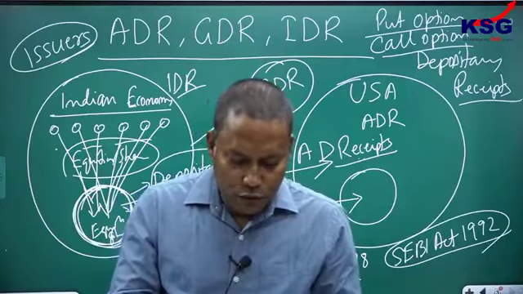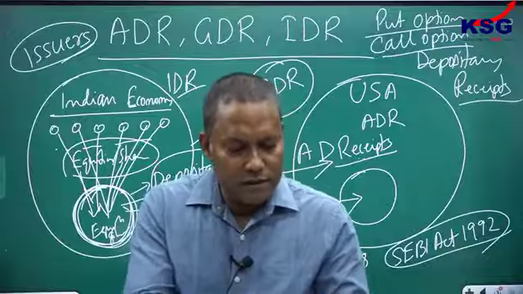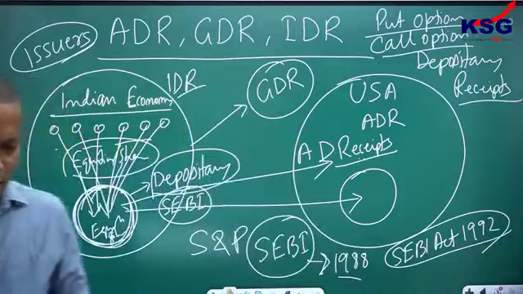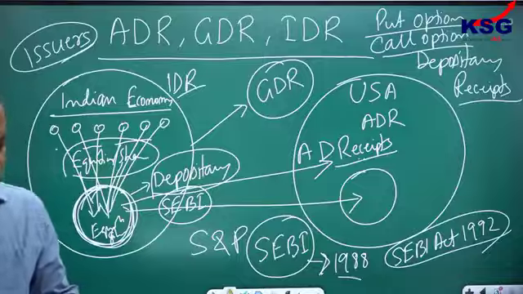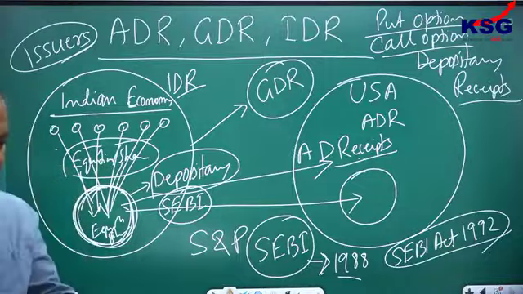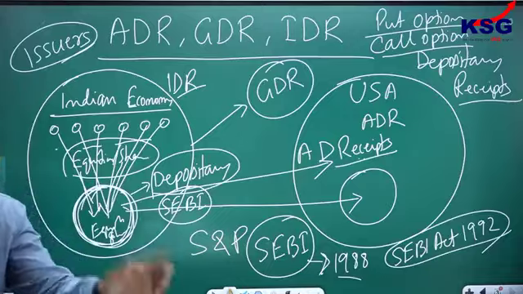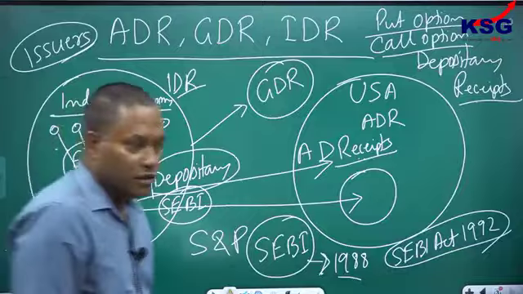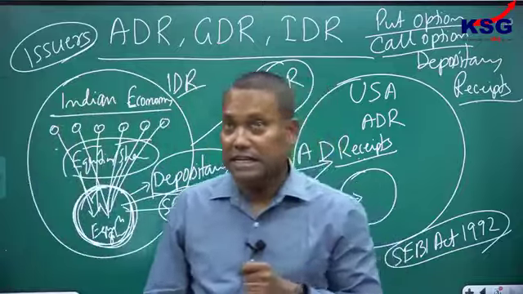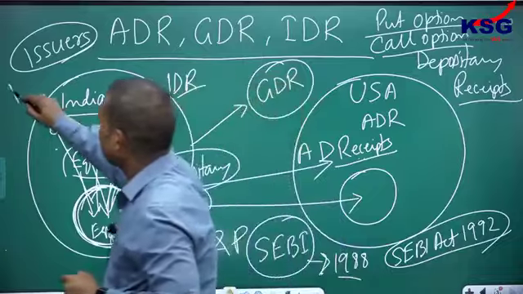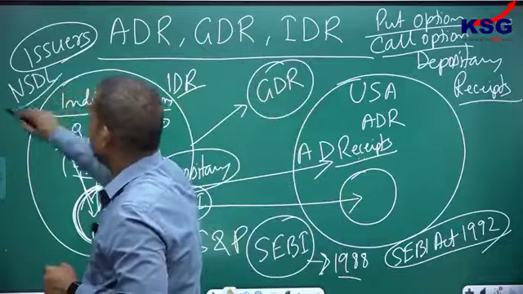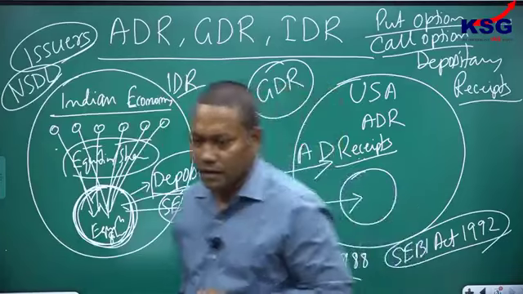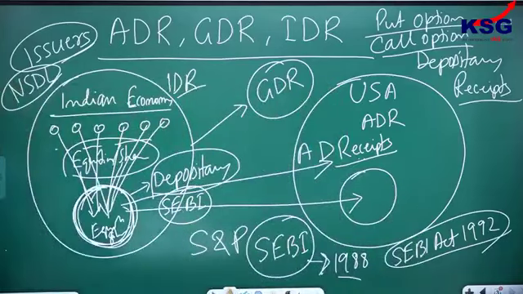Okay, few questions you send me, but let me first complete a few topics, then I will discuss with you. NSDL, you write what I discussed with you. Depository, I discussed the custodians. You write National Securities Depository Limited, NSDL. You heard about that? Just write only one line.